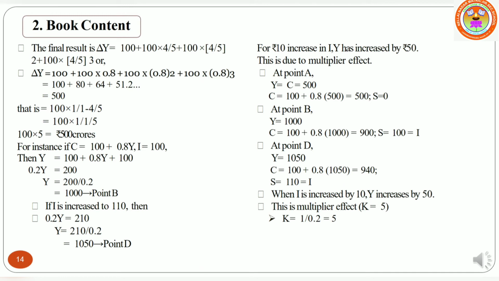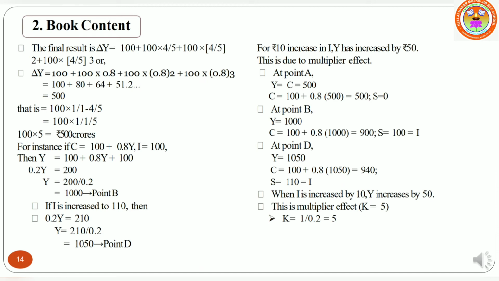At point D, Y equals 1050. So first we saw point A, 500. Point B, 1000. Now point D, 1050, 50 more they increased. So 0.8 into 1050, 840 it will come. 840 plus 100, how much? 940. So 1050 minus 940, 110 is coming. So 110 is the answer, saving.